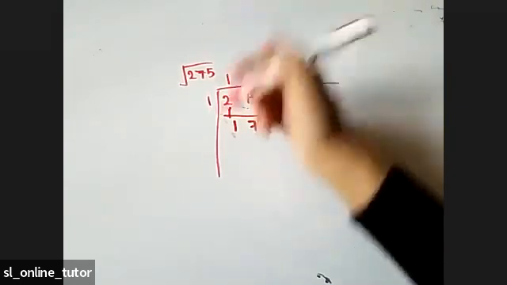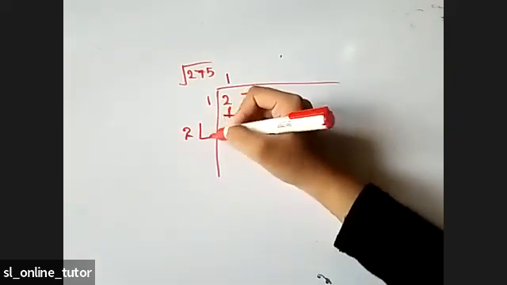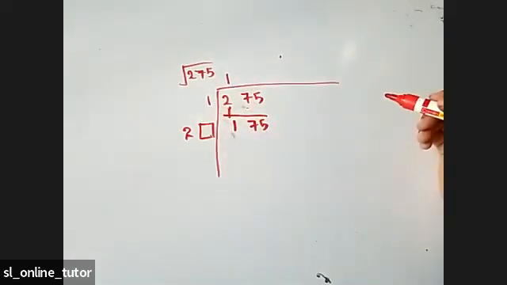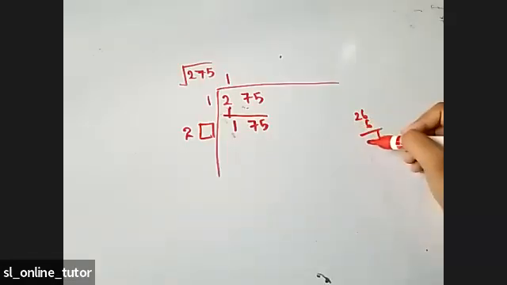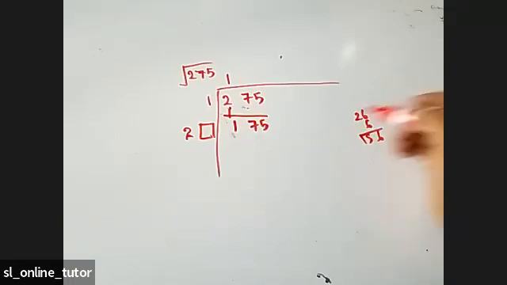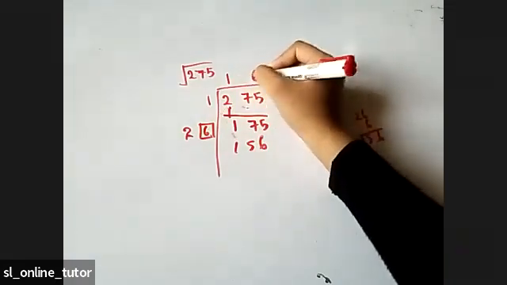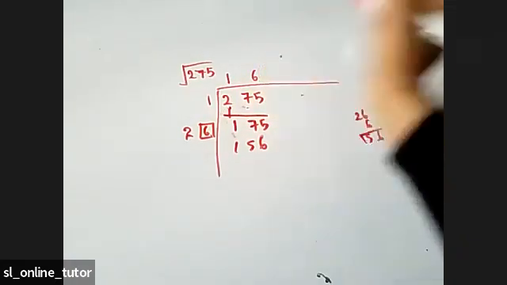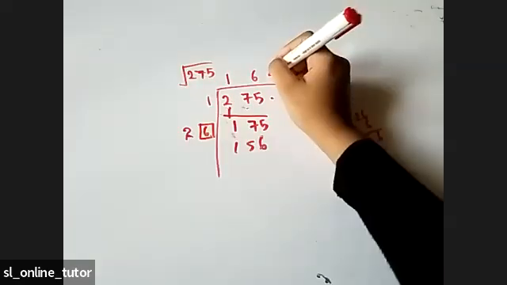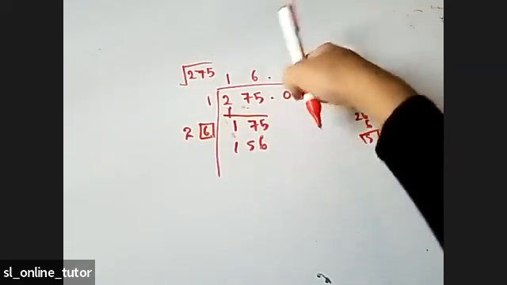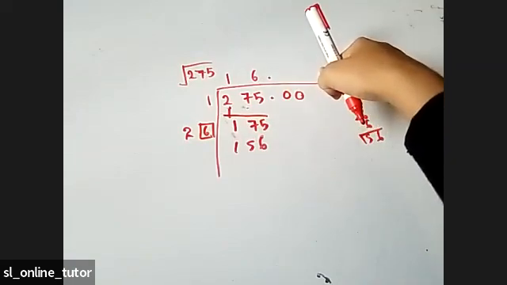1 into 2 means 2. A box. What is a suitable value for the box? 6. Yeah, 6 is okay. 156 comes, so that is 6. This 6 should be written here. Now, is there any decimal here? No. The decimal comes here. That means here a couple of zeros. We need 2 more numbers, children.